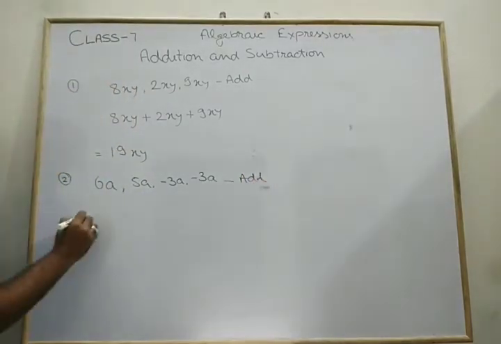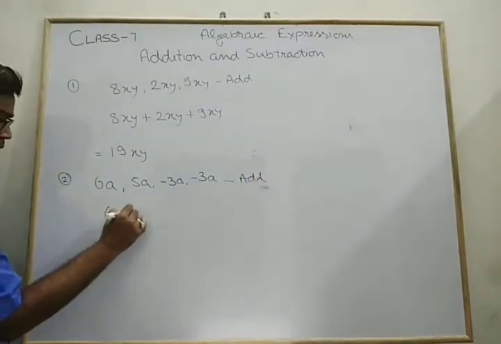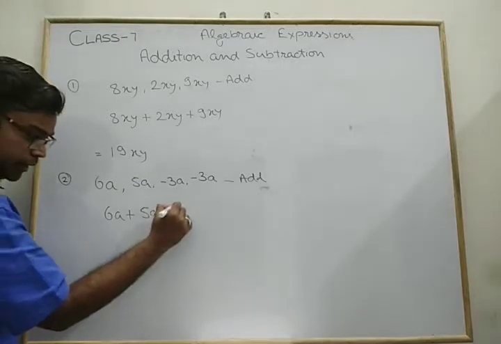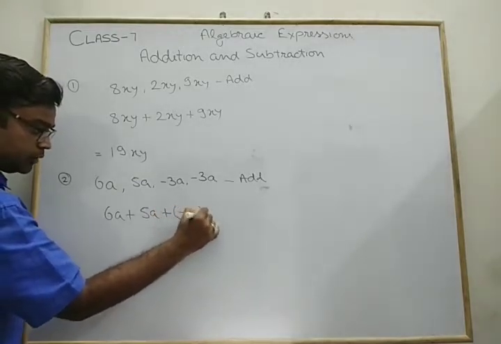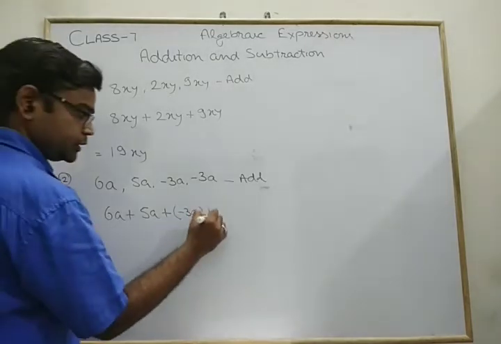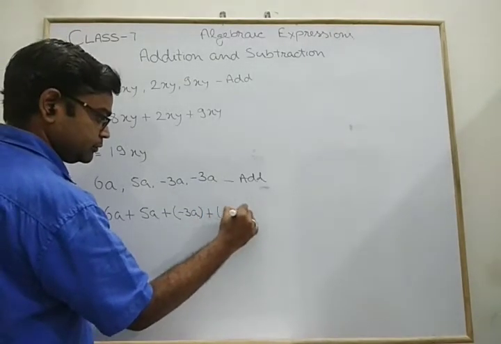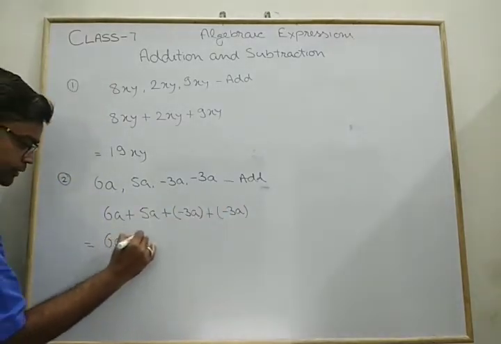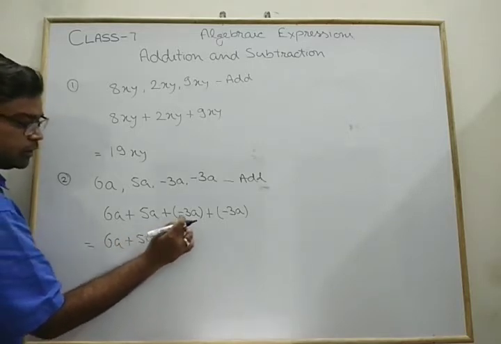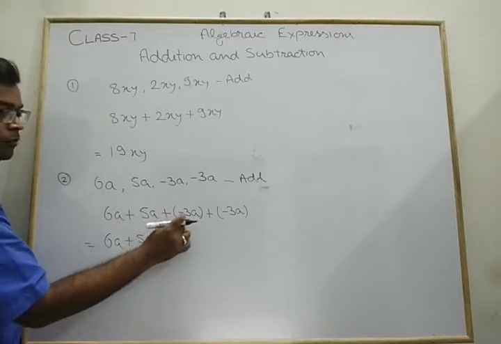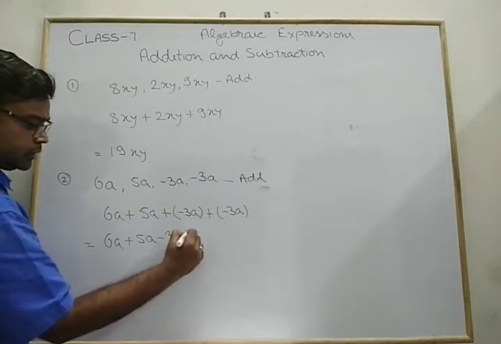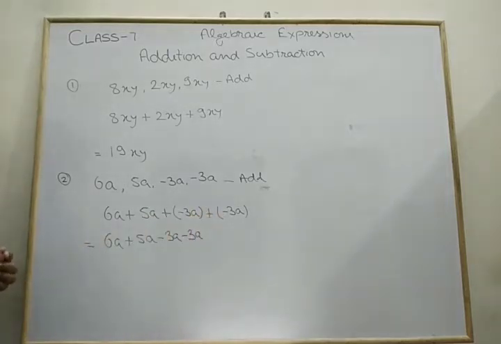So what do we do? We first write in addition form: 6a plus 5a plus, but there is minus 3a, so within a bracket, we must not forget to use a bracket. Within the bracket write minus 3a, plus, again in a bracket, minus 3a. Then in the next step open the bracket: 6a plus 5a, and now plus outside the bracket times minus inside the bracket, plus into minus, gives minus 3a, because no number is there. Plus into minus 3a. Now here we must be very careful about the signs as well as the like terms.